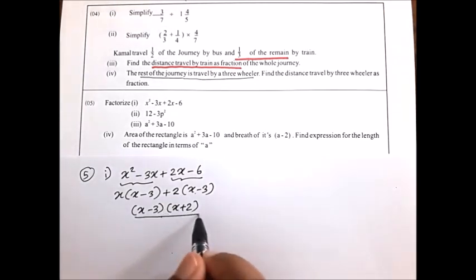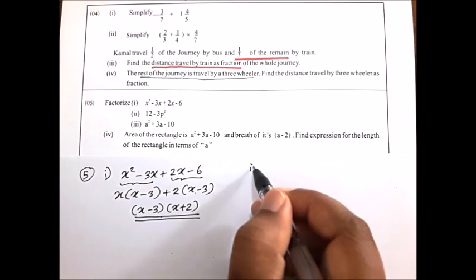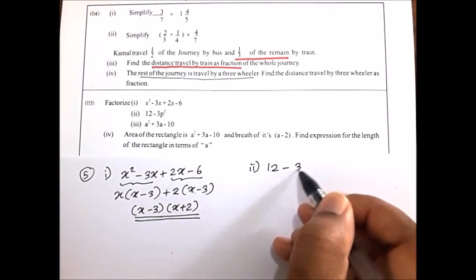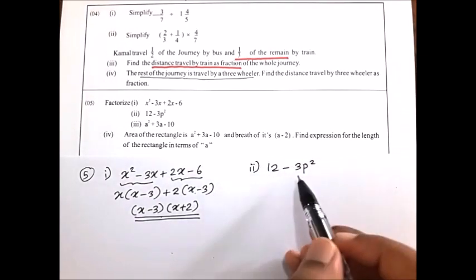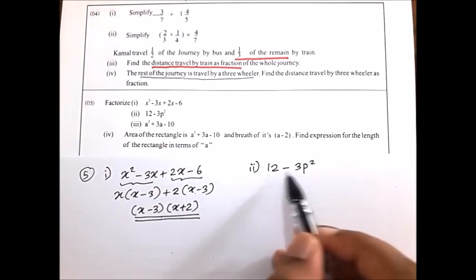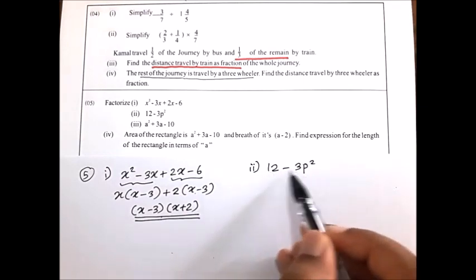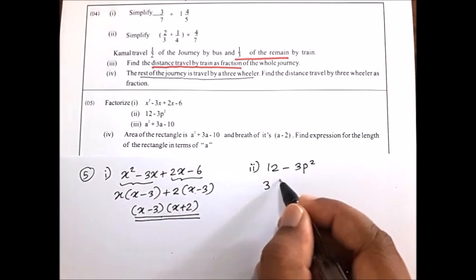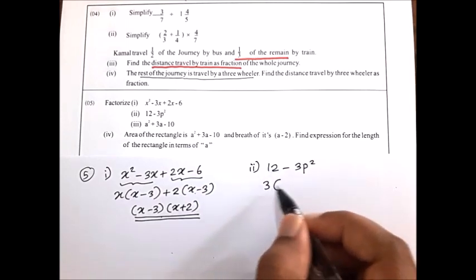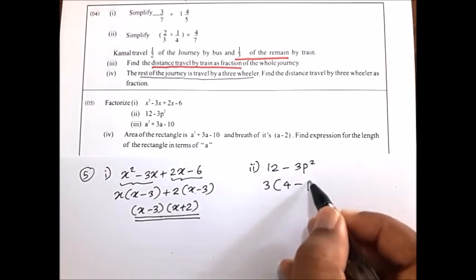This is the answer for first one. Now look at second one: 12 minus 3p to the power 2. What is the common term for these two? You can divide both by 3. Take it out. Remaining: 12 divided by 3 is 4, and here p to the power 2.